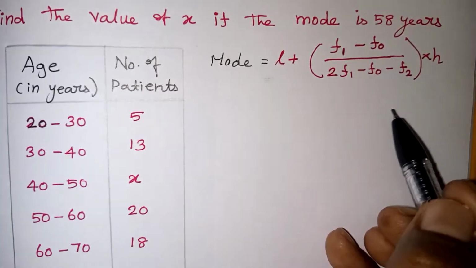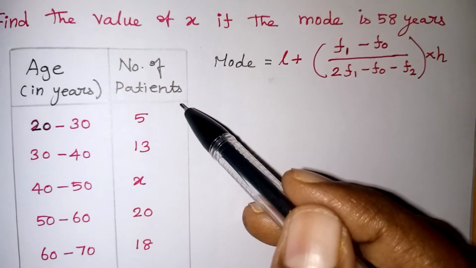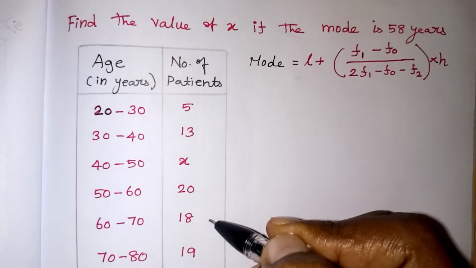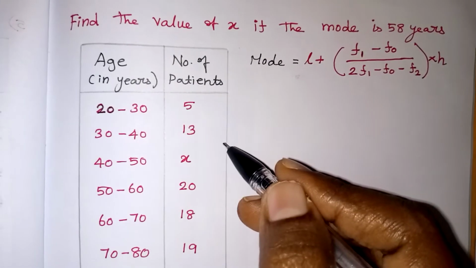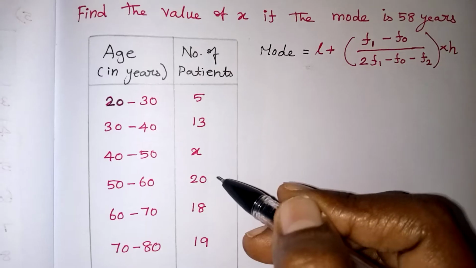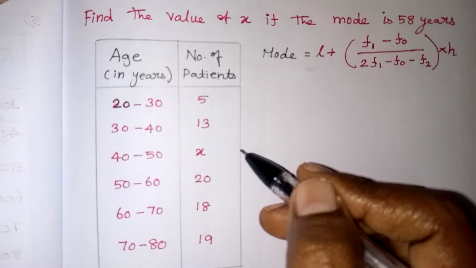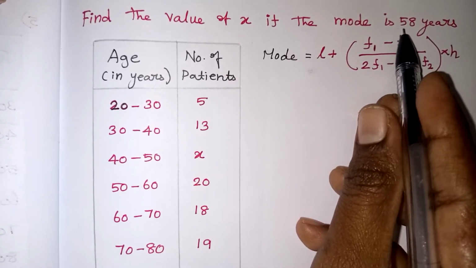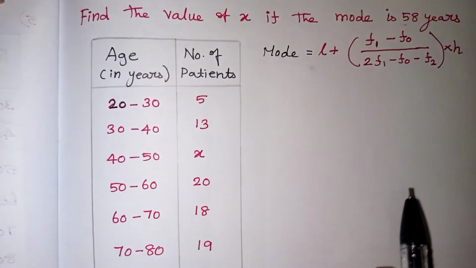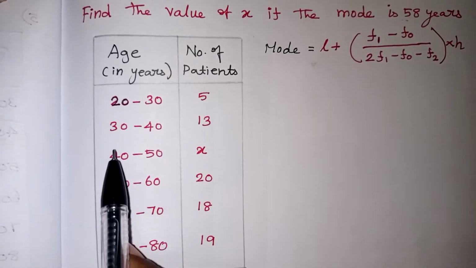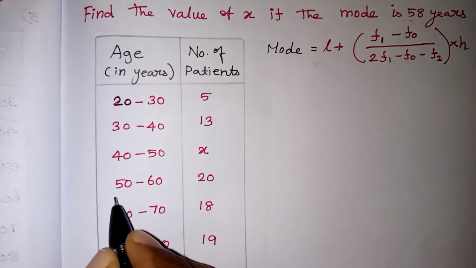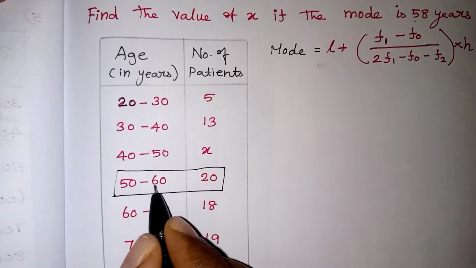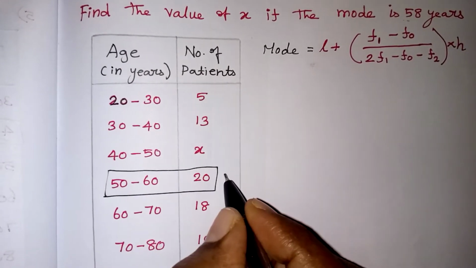Usually to do the mode problem we will be finding the highest frequency, and we take that highest value as F1. But here the x is given, so we cannot decide which is the biggest number. So what we should do is look at the mode answer. What is the mode answer given in the question? 58. So 58 is the mode value. We have to look into the class interval. In this class interval 58 will come in between 50 and 60. That should be selected as the modal class because 58 lies between 50 and 60.